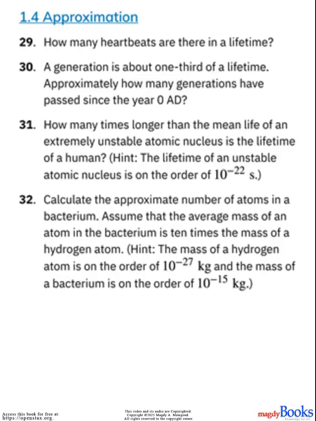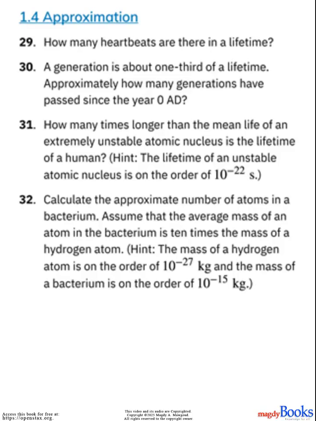31. How many times longer than the mean life of an extremely unstable atomic nucleus is the lifetime of a human? Hint: The lifetime of an unstable atomic nucleus is on the order of 10 to the power of negative 22 seconds. 32. Calculate the approximate number of atoms in a bacterium.